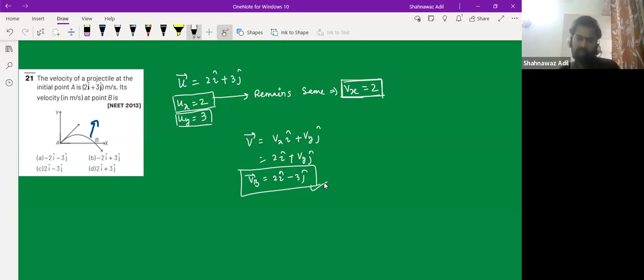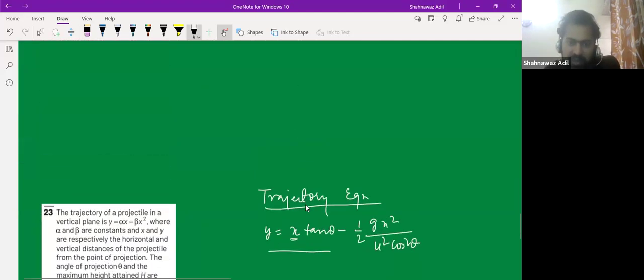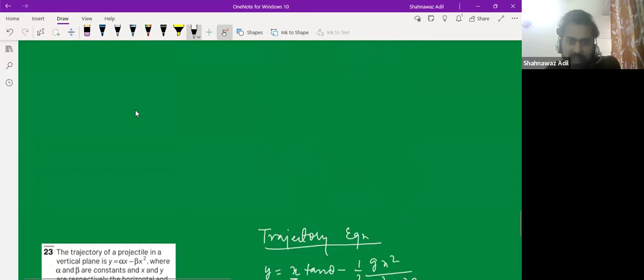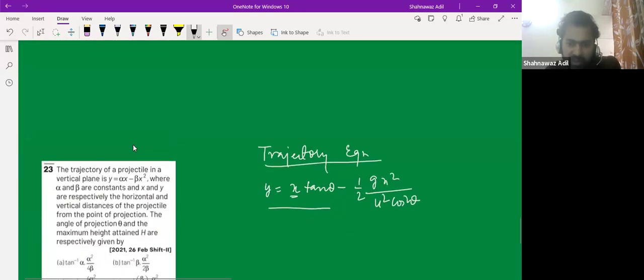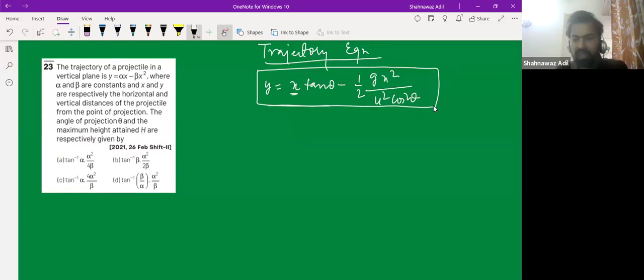Done, sir. Okay, so then we will do this question. Let's do this question and skip this, since this is the same as this. To do this question, we need to remember this trajectory. I have already written it because we have discussed it. This is the equation of trajectory, and using this we can do this question.